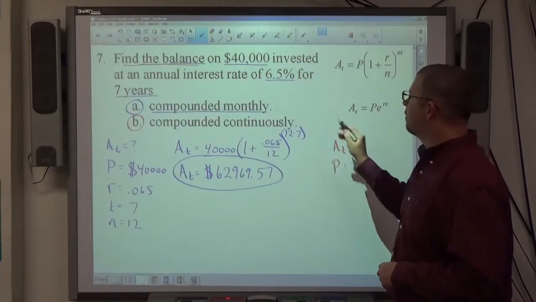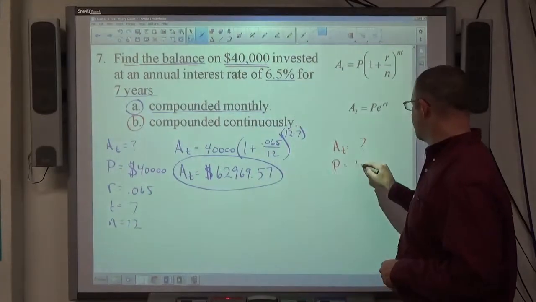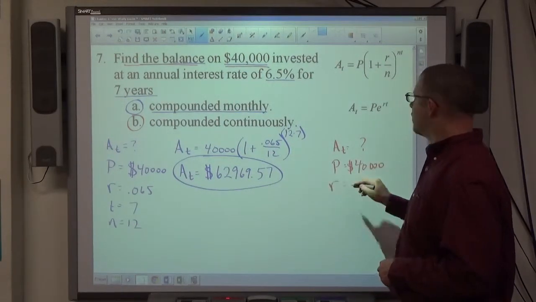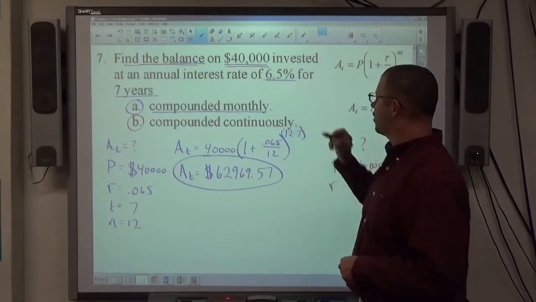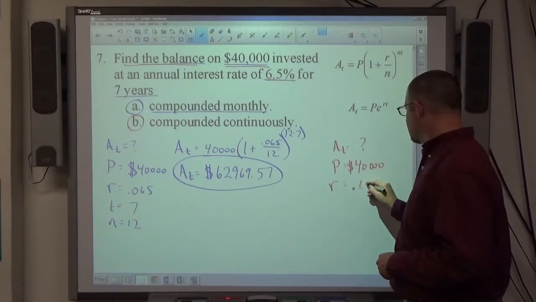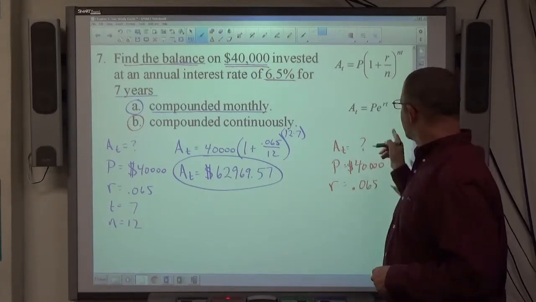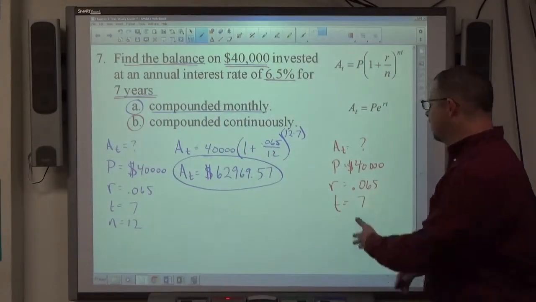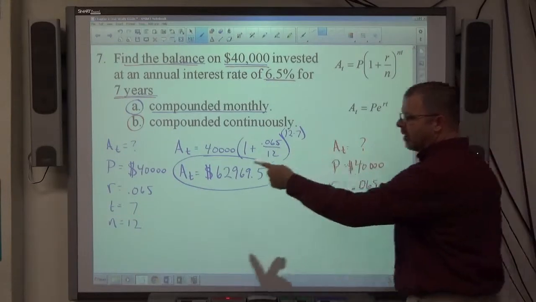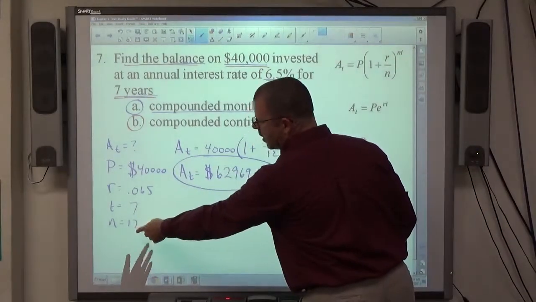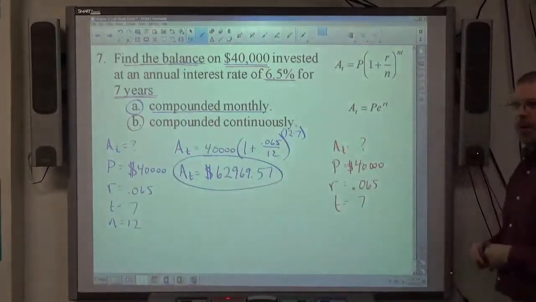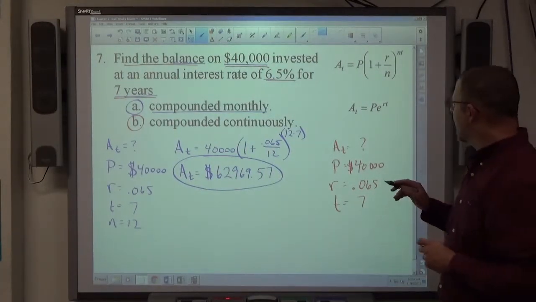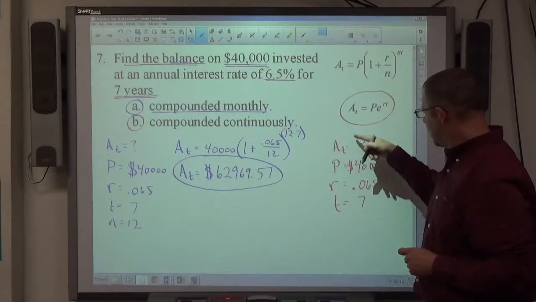P is how much money we're investing, still $40,000. R is still the interest rate, which is 6.5% as a decimal. And T is still time, which is 7 years. Everything's the same. The only difference is this has how many times it compounds in a year. Compounding continuously is compounding infinity times in a year, and the formula itself takes that into account. So here's my formula, here's my numbers.